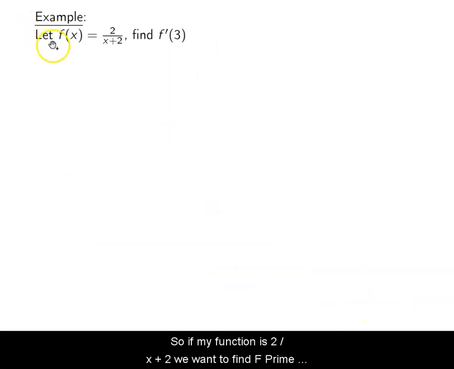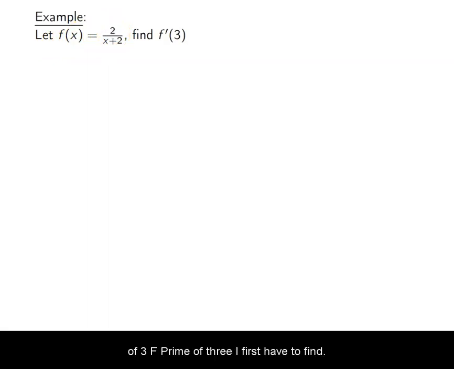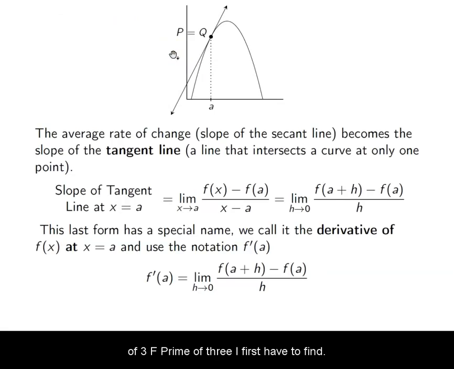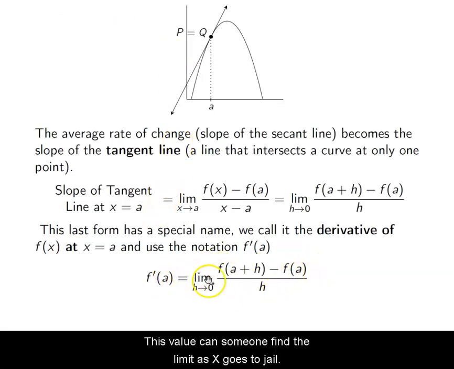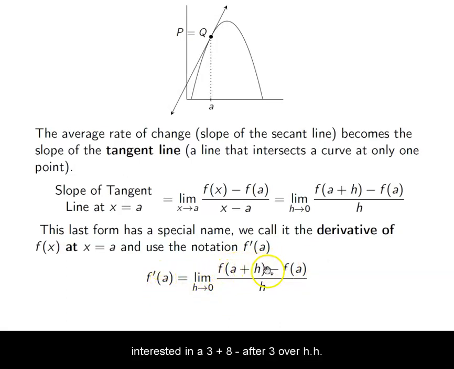So if my function is 2 over x plus 2, we want to find f prime of 3. In order to find f prime of 3, I first have to find this value. So I'm going to find the limit as h goes to 0. My a in this case is 3, so everywhere I see a, I'm going to replace it with 3. So I'm interested in f of 3 plus h minus f of 3 over h.